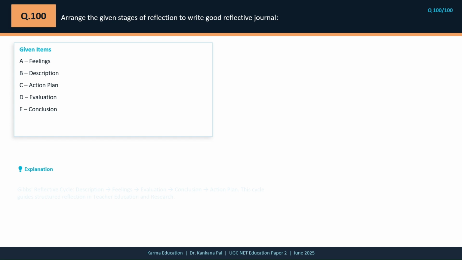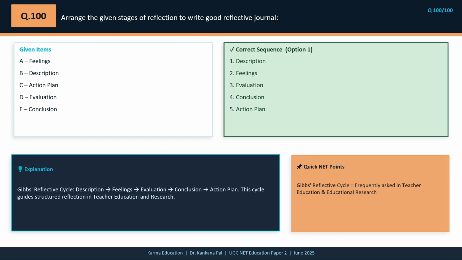A. Feelings. B. Description. C. Action plan. D. Evaluation. E. Conclusion. The correct sequence is B. Description. A. Feelings. D. Evaluation. E. Conclusion. C. Action plan. Therefore, the correct answer is option 1.